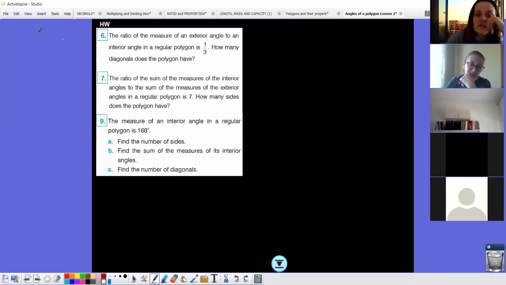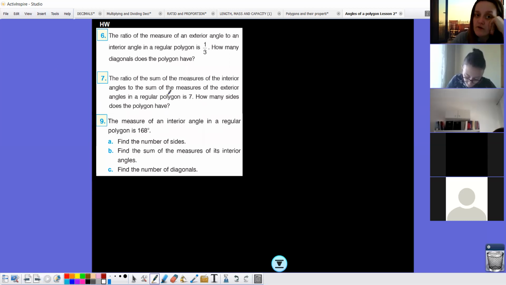Okay, so here we have some different questions. The ratio of the measure of an exterior angle to an interior angle in a regular polygon is 1/3. How many diagonals does the polygon have?